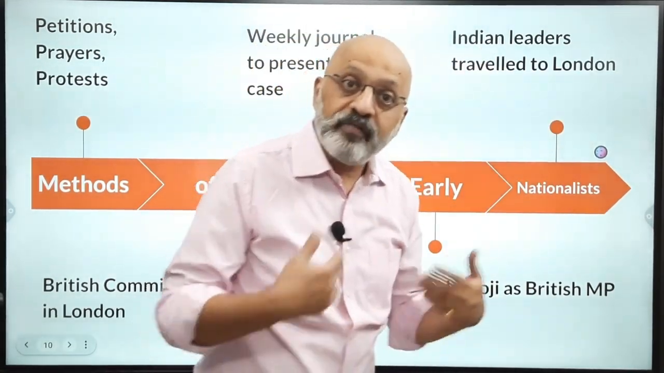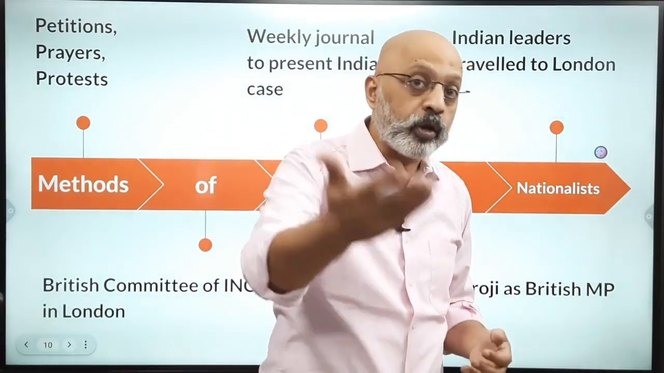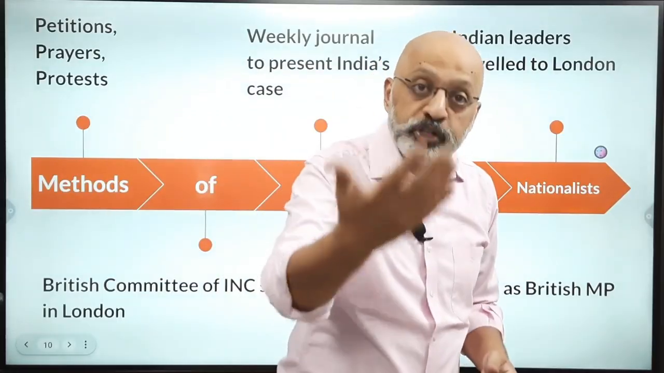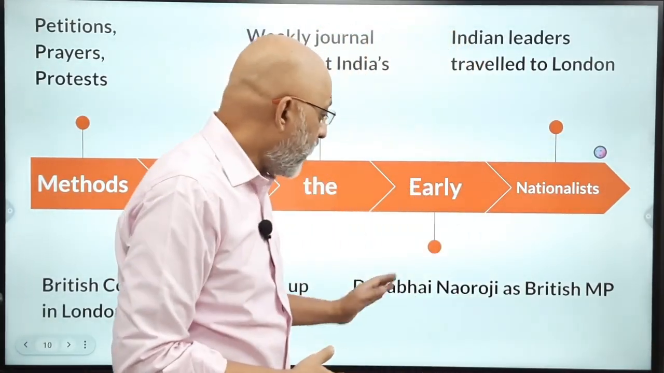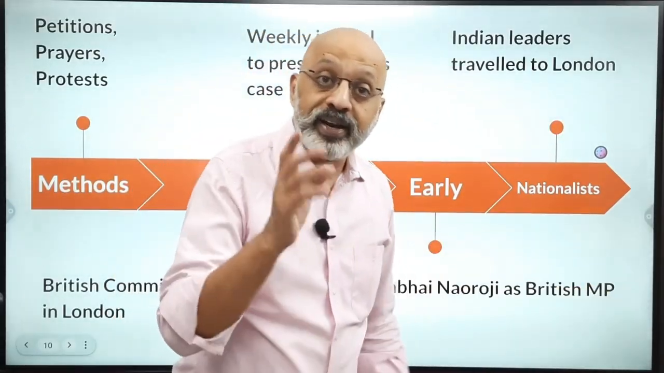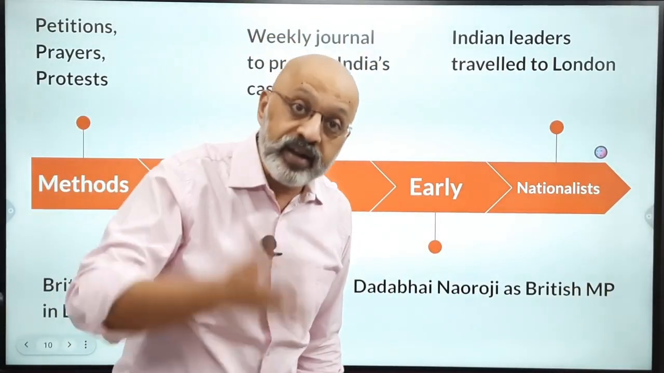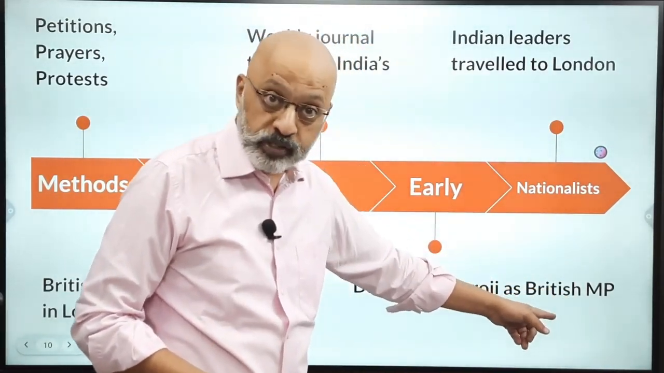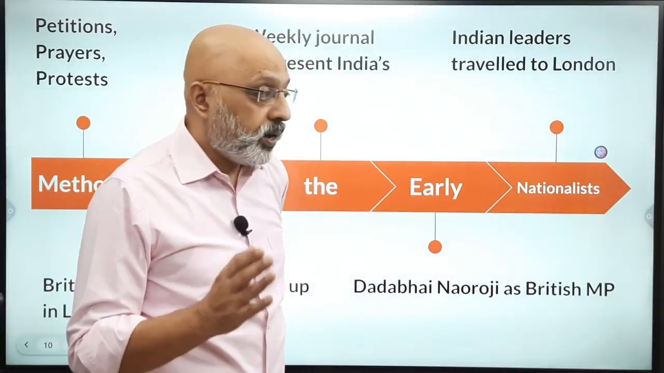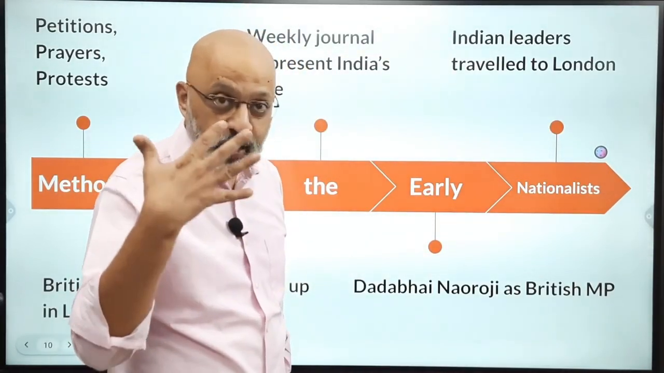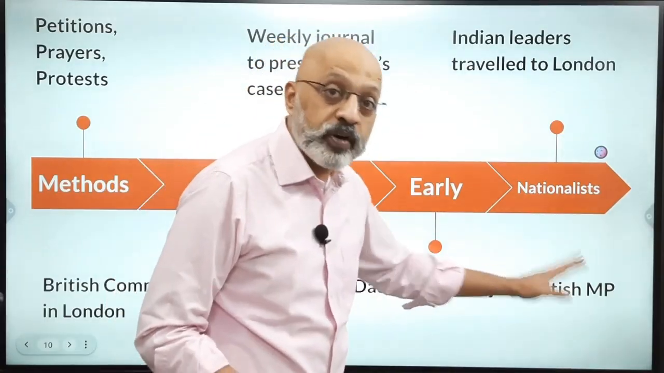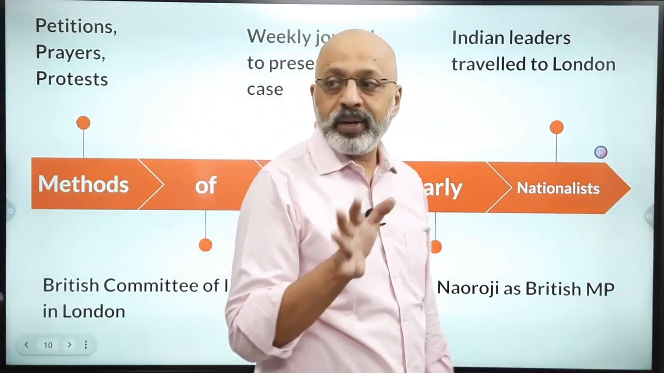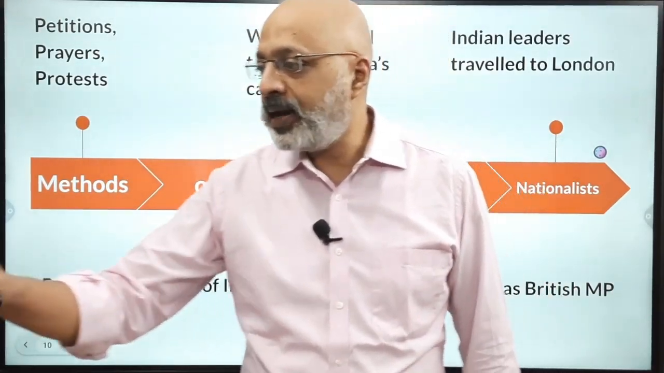Indian leaders traveled to London to present their case, Dadabhai Naoroji being one of the foremost among them. He was known as the unofficial ambassador of India, and Dadabhai Naoroji also got elected in 1892 as the first Indian to become a member of parliament in Britain, of House of Commons. Which was quite a credible achievement, though he won his election by only 5 votes, but he became the first Indian to become a British MP. So these were all the methods of the early nationalists.